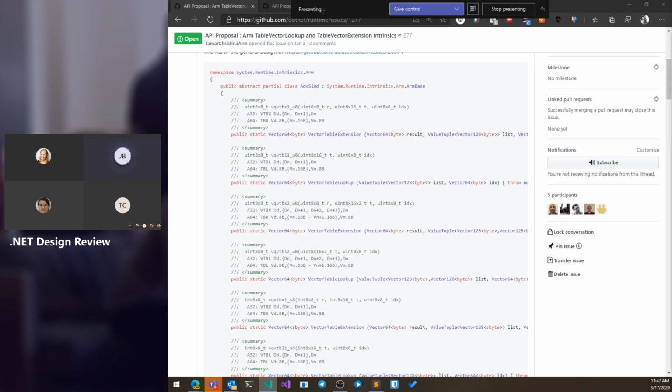So I know that vector table extension is the name of the thing in the docs, but I think it's kind of a terrible name, and maybe vector table lookup extension is better since it's lookup with extended semantics. If we're still talking about the methods that are on the screen.